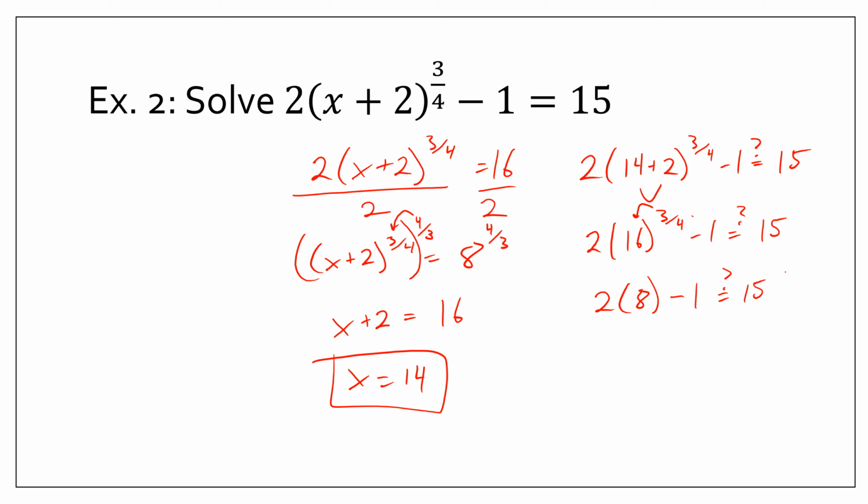And from here, you should be able to easily tell 2 times 8 is 16. 16 minus 1 is 15. So I have 15 equals 15. This is a real answer. It is not an extraneous solution.